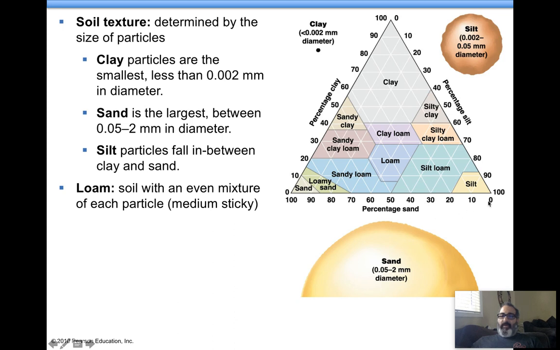So this is a pyramid or a triangle that we're going to use on how we classify the soil that we have in a particular area. And it'll fall into one of these categories, and I'll show you in a second how to use it.